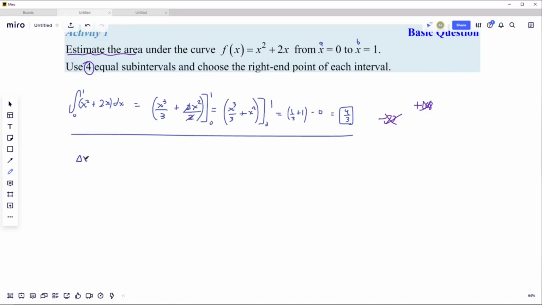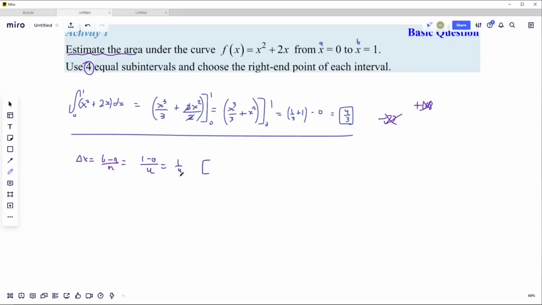The very first step to do is find delta x. So b minus a over n. B is 1, a is 0, and n is 4. So 1 minus 0 over 4 gives you 1 over 4, the length of the interval.